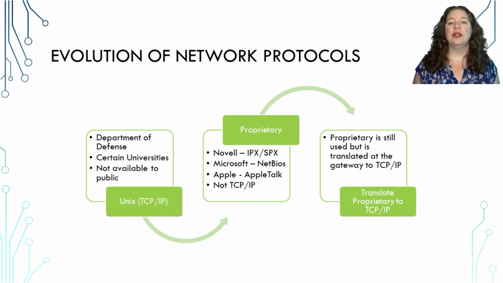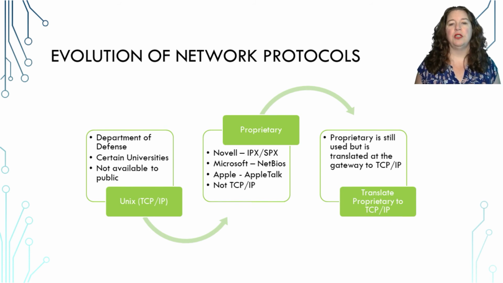Over time, different companies decided they wanted to create their own proprietary protocols. So you had Microsoft and Apple and Novell that came up with their own versions of protocols to be able to communicate across the network. With Novell, they came up with IPX/SPX, so that was their proprietary protocol. Microsoft had NetBIOS, and Apple had AppleTalk. None of these were TCP/IP. They were all just a little bit different, and none of them could really talk to each other in the sense that we can today. It caused a lot of issues, and it caused some trouble with just being able to get information.